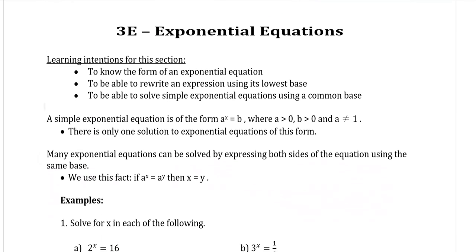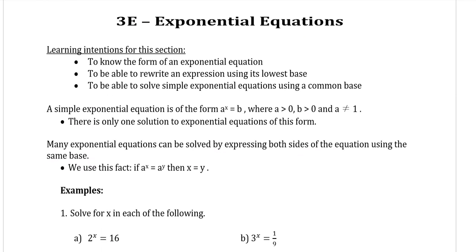Okay, so here's our new work, exponential equations. A simple exponential equation is in the form of a to the power of x is equal to b. So the a and the b are numbers, but what makes it an exponential equation is the power of x. Okay, a cannot be equal to 1 because then it wouldn't be an exponential, it wouldn't be increasing, because 1 to the power of anything is always 1. There is only one solution to exponential equations that are in this form.